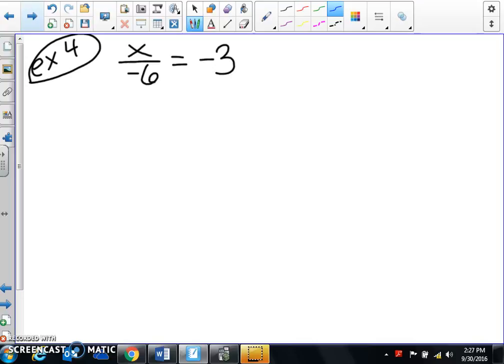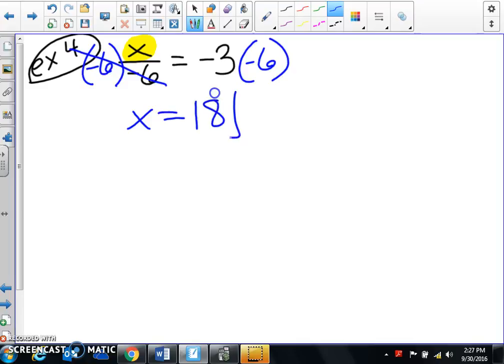All right, this is x divided by negative 6. Remember, fractions are just division. So x divided by negative 6. The opposite of dividing by negative 6 is multiplying by negative 6. So I need to do it on both sides. Those would cancel. I bring down my x. A negative and a negative is a positive. 3 times 6 is 18.